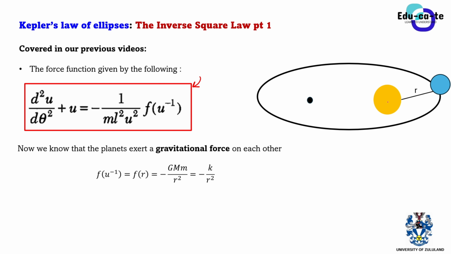Since we have the sun and a planet here, they exert a gravitational force on each other. Remember that according to Newton's universal law of gravitation, two masses, let's say this is mass M and this is mass small m, exert a gravitational force on each other. So this planet feels a gravitational force along this line from the sun. This is represented by this red symbol, the gravitational force.